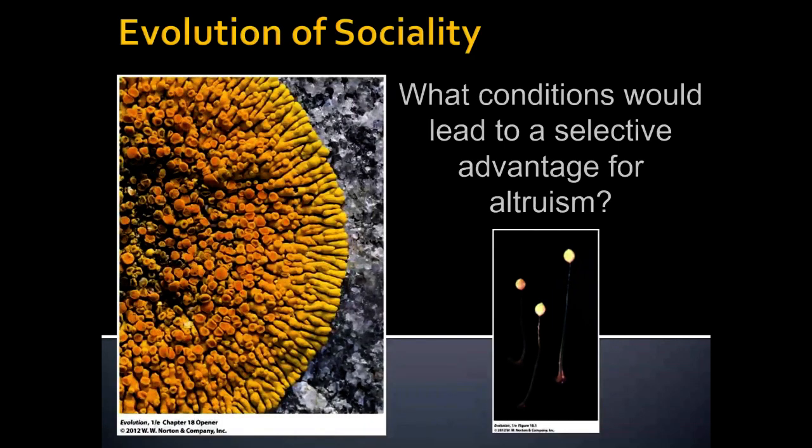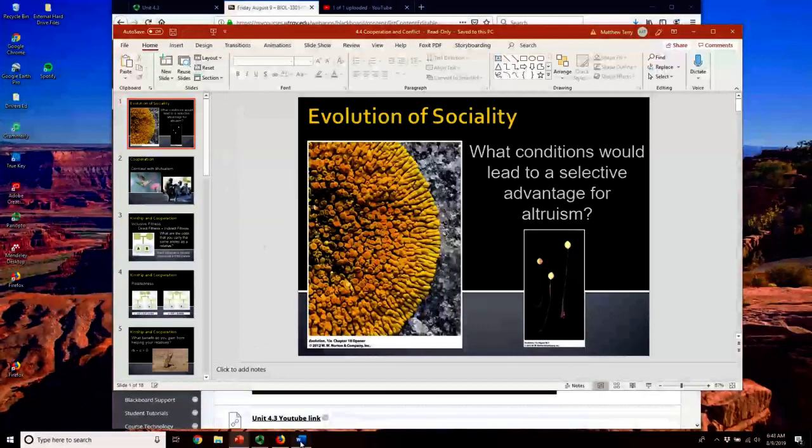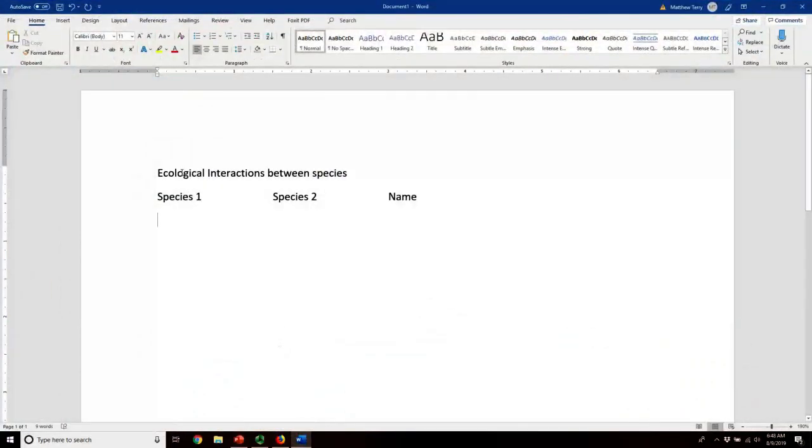We need to review some very basic concepts that hopefully you got already in introductory biology, but if not, we'll review them now. And these are ecological interactions. So I'm going to open up a Word document here just to review these. So with ecological interactions, we're looking at relationships between species. We're going to compare species 1 and what the result of that interaction is in species 1. So let's start with one you should be familiar with.